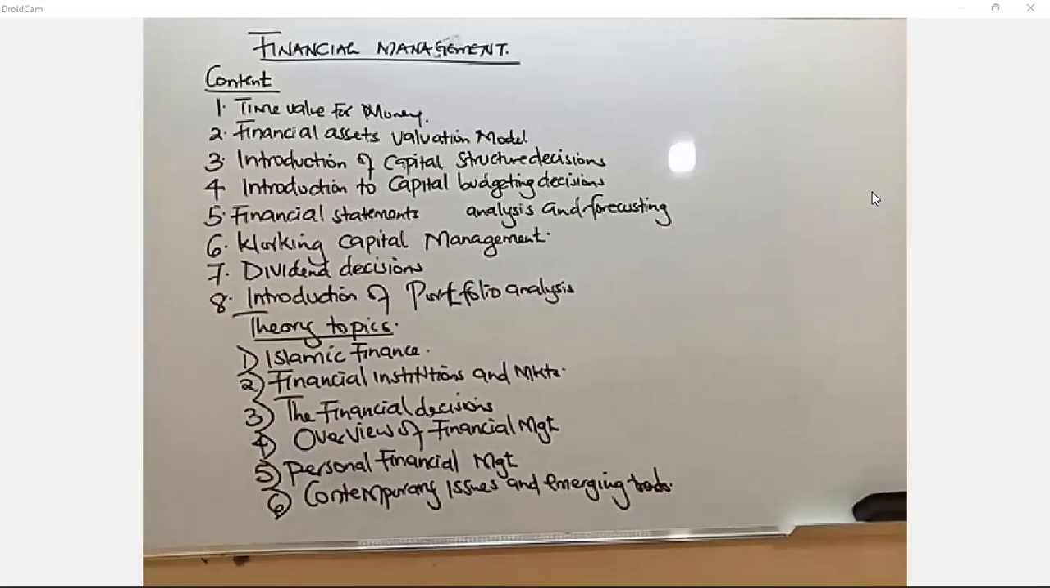So where are we going to start our semester? We're not going to follow the content the way it is, but where the requirement dictates. The time value of money normally is followed by financial assets. Then we come to capital structure decisions and introduce capital budgeting decisions. But the other three topics don't need you to follow any sequence.